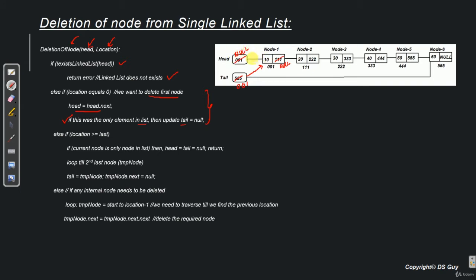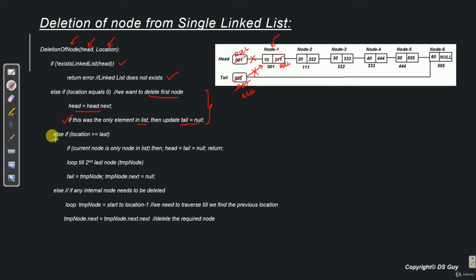So this link gets destroyed. Second thing we have to do is update tail = null. So instead of 001 we'll put null over here. So that will destroy this link as well. So now as we can see, node 1 is not being pointed to by any of the references. So node 1 becomes eligible for garbage collection and it automatically gets destroyed.